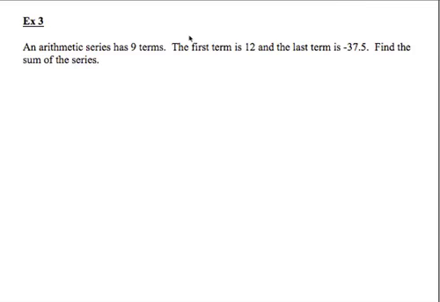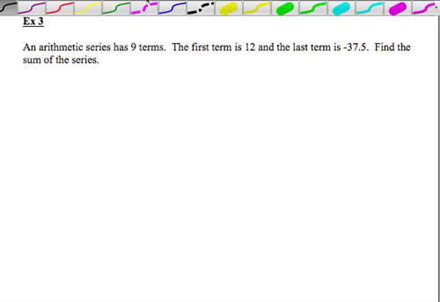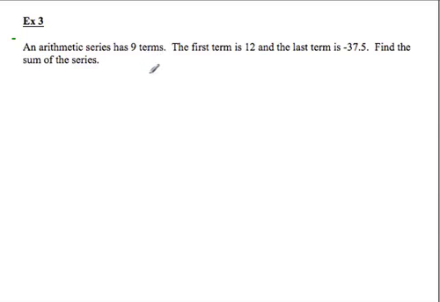Okay, next we have this example. An arithmetic series has 9 terms. The first term is 12. The last term is negative 37.5. Find the sum. So this is pretty straightforward.